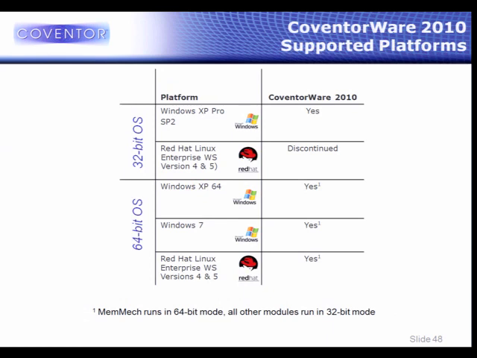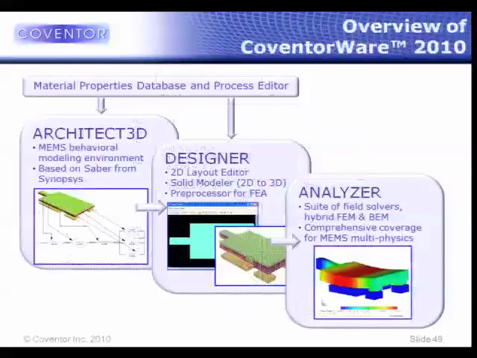It runs on Windows 32-bit and 64-bit, so Windows XP 64 as well as Windows XP 32. And now it runs on Windows 7. And on Red Hat Linux, we've discontinued support for 32-bit Red Hat Linux, although it probably runs on it. But almost nobody uses it anymore. Most Red Hat Linux installations are 64-bit. So that's CoventorWare. Designer and Analyzer have a huge amount to offer. Again, there are years of development in these tools, and if it's MEMS, you can probably do it in this product.